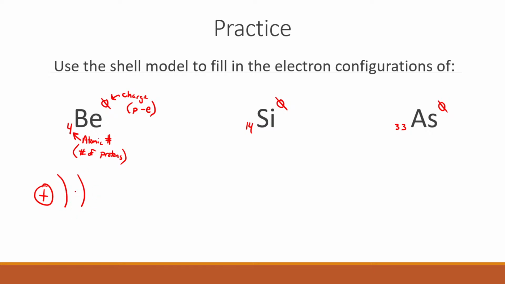So looking at this, I've got 4 electrons that I need to put in. 2 go in the first shell because that's the maximum that that shell can hold. Right? We're going to fill as close to the nucleus as possible. We still have 2 left, so they're going to go in the second shell.